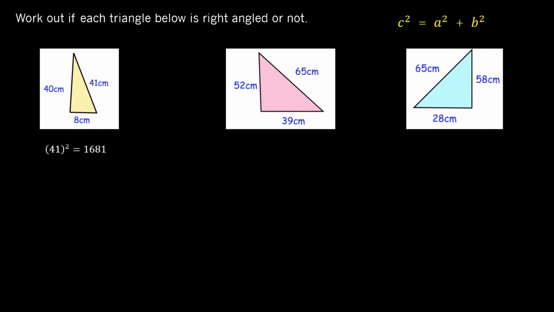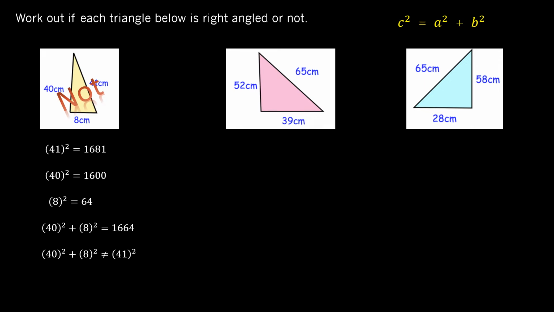First of all, we find the square of the hypotenuse: 41 power 2 equals 1681. For the altitude side, 40 power 2 is 1600, and for the base side, 8 power 2 is 64. Now if we add the altitude side power 2 plus the base side power 2, the answer is 1664, which is not 1681. That means 40 power 2 plus 8 power 2 is not equal to 41 power 2, so this is not a right angle triangle.